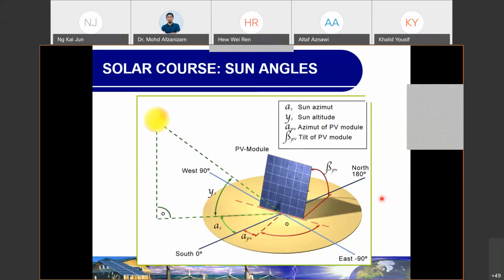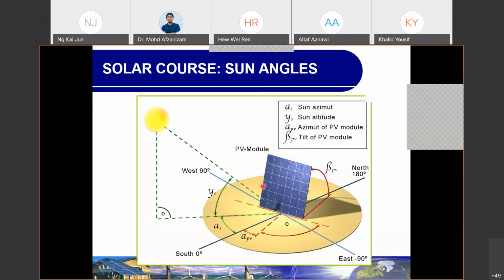So this is the important notation that we use throughout the world regarding the signage or symbol that we use. It might be different in terms of the signage, but the terms are almost the same throughout the world. So, for example, sun altitude. Okay, so this one is the sun altitude. Sun, it's not the moon. So the angle from the horizontal is the sun altitude.